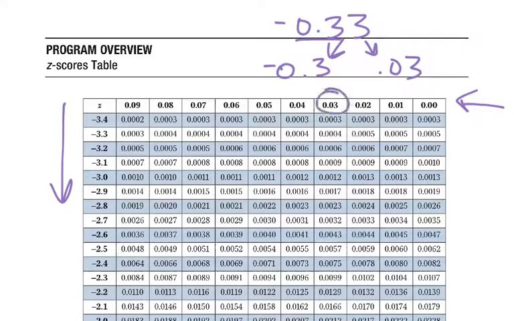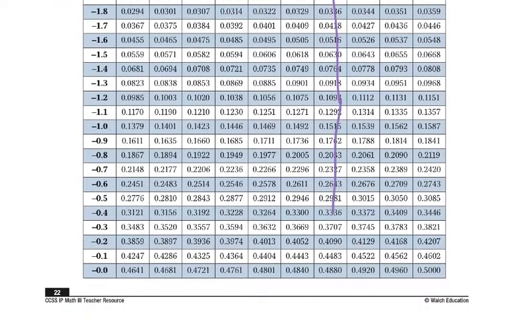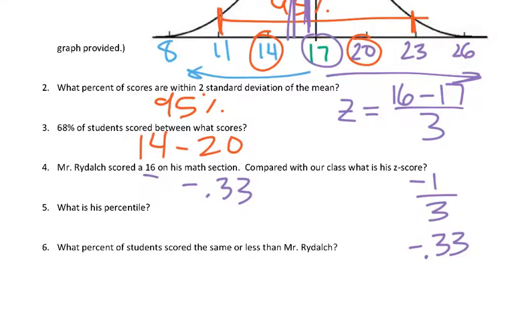So 0.03 is right here, so we're going down here till we get to -0.3, which is right here. Then our percentile would be 0.3707, which we round to 37%. So that z-score gave us a 0.3707, which we made a percent, and that's 37%.